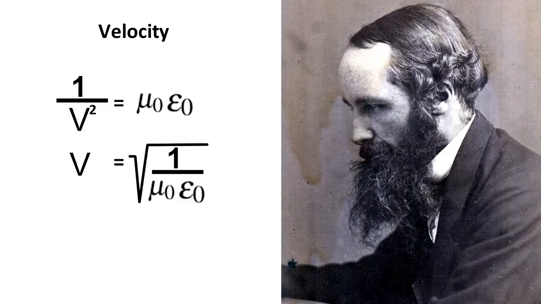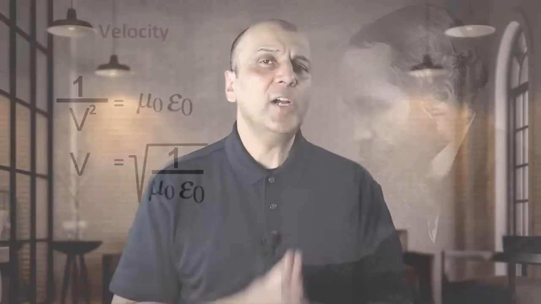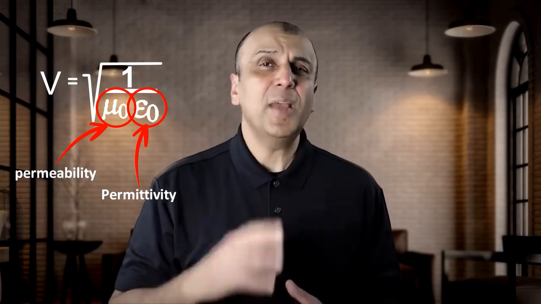We won't go through how it's done here, but what Maxwell comes up with is 1/v² = ε₀μ₀. And solving for velocity, you get that it's equal to the square root of 1/(ε₀μ₀). So what the equations are saying is the velocity of this wave is inversely proportional to the permittivity and permeability of free space. Does this even make sense?